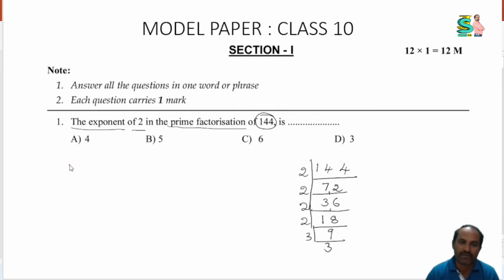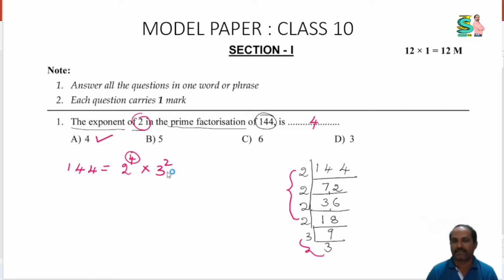Now how can we write 144? 144 is equal to... how many 2's are there? 4 2's are there, so 2 power 4, into how many 3's? 2 3's are there, so 3 square. But he is asking for the exponent of 2 only. That's why the exponent of 2 is 4. That's why 4 is the answer, which means A is our correct answer.